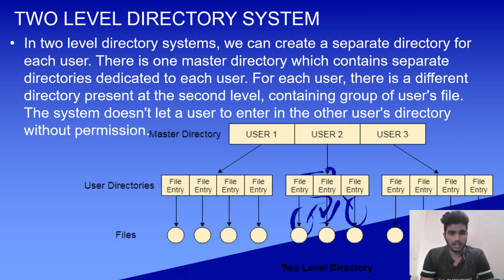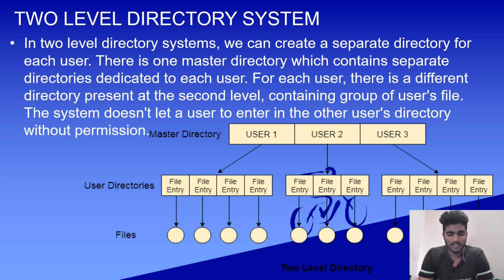So let's discuss the two level directory structure. In two level directory systems, we can create a separate directory for each user. There is one master directory which contains separate directories dedicated to each user. For each user, there is a different directory present at the second level containing a group of user files. The system doesn't let a user enter another user's directory without permission.